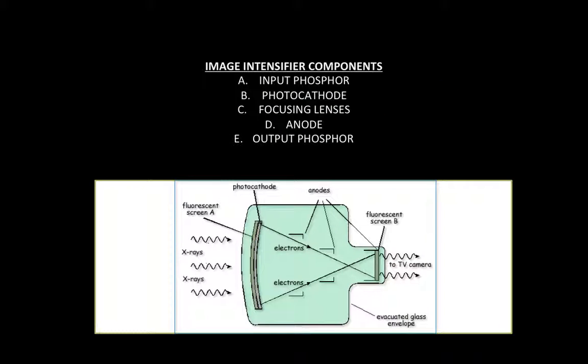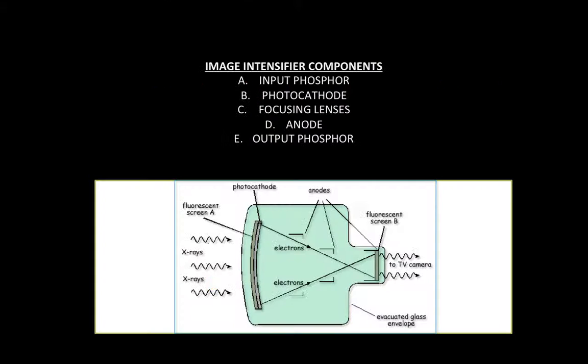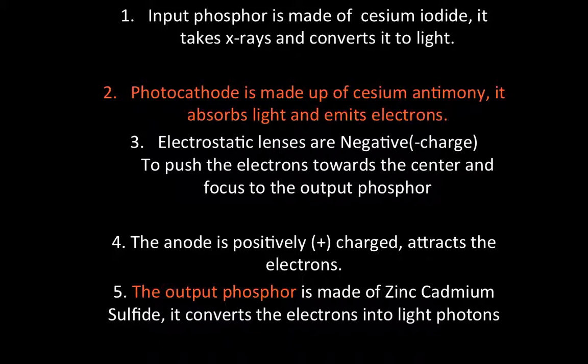Image intensifier components. The input phosphor goes into the cathode, then into the focusing lenses, into the anode, and out through the output phosphor. Going over some of the components, we have the input phosphor, which is made of cesium iodide, and it takes X-rays and converts them into light.